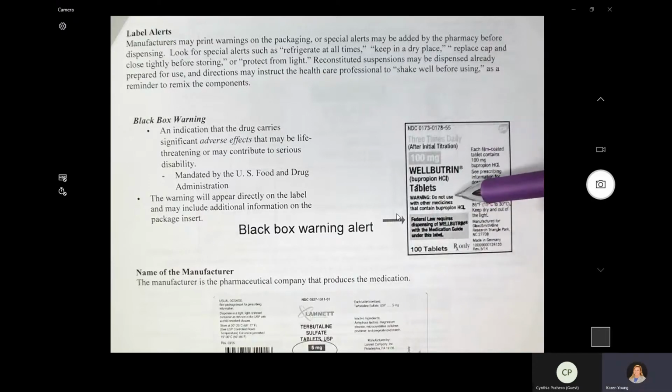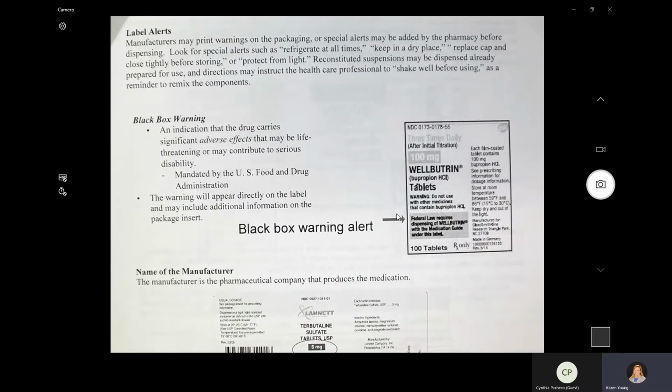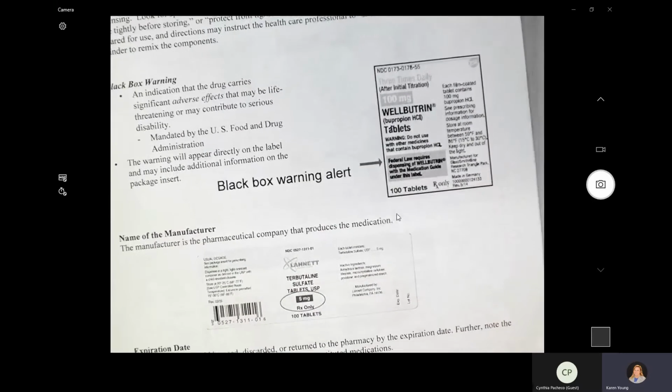You have 2 little warnings. This one's the black box, but this one says do not use with other medicines that contain bupropion. And then federal law requires dispensing of Wellbutrin with the medical guide under the label. When you peel the label back, there's a thick piece of paper underneath it with a lot of the adverse reactions. So if you get something with a package insert under the label, be sure to read it. There's a lot of good information there.